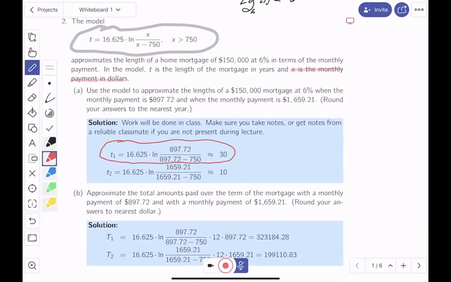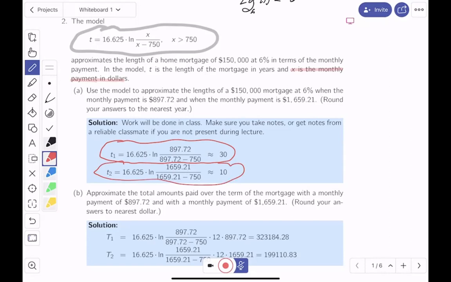So if you have a mortgage of $150,000 at 6% interest, what you're going to find out if you plug that number in of a payment, $897.72 per month, it would take you 30 years of paying that amount per month. Now, if you did T2, that's a bigger payment, right? It's $1,659.29. That would take 10 years to pay off.